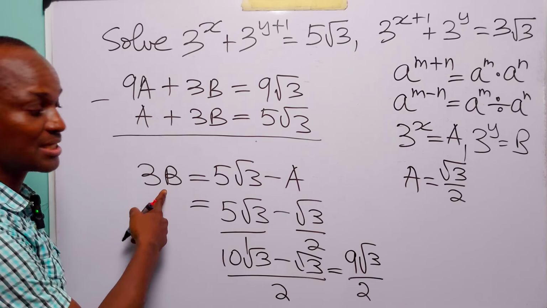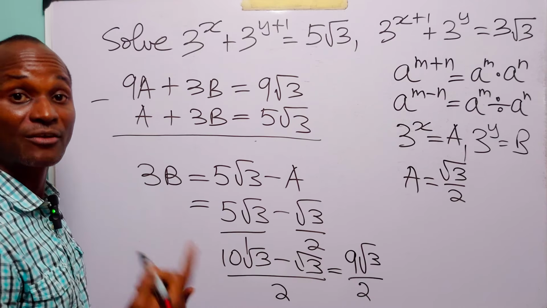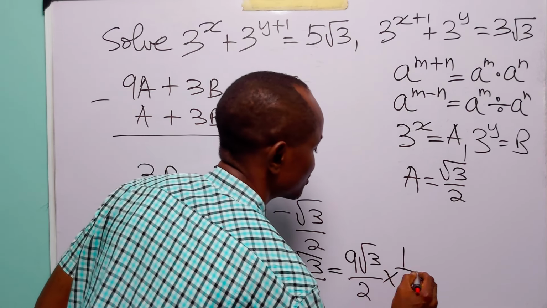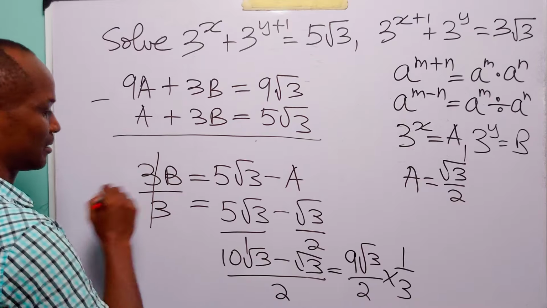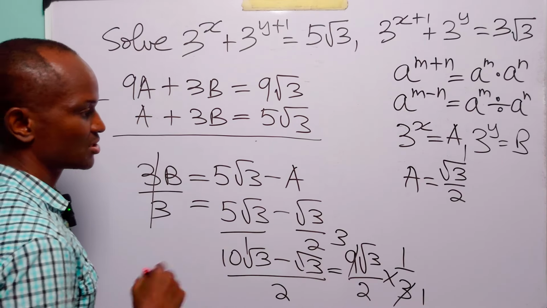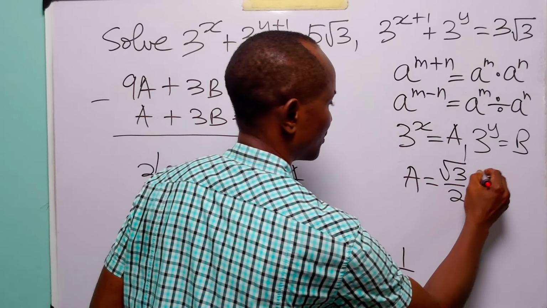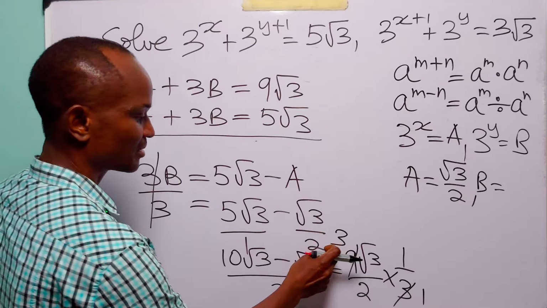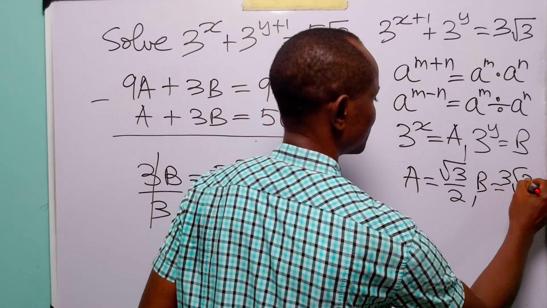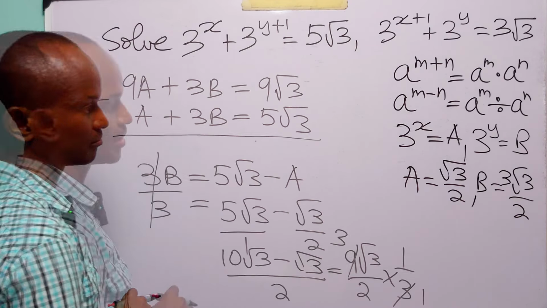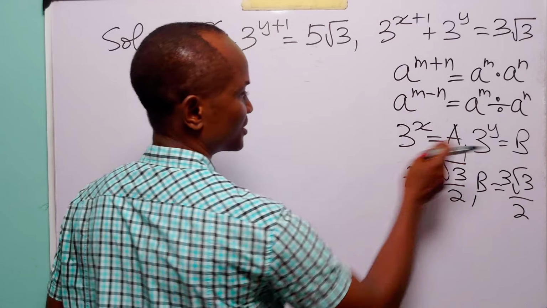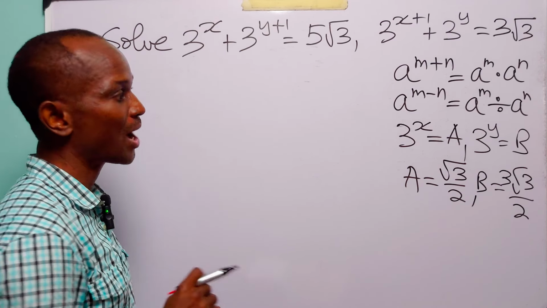Now we have that 3b is equal to 9 root 3. And finally, to find the value of b, we have to divide both sides of this equation by 3. 3 into itself is 1, into 9 is 3. So we have that b is equal to 3 root 3 over 2. And now that we have found the values of a and b, let us go back to these substitutions to find the values of x and y.